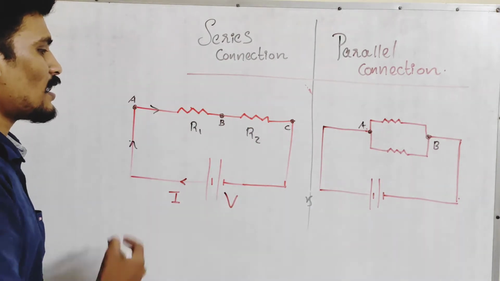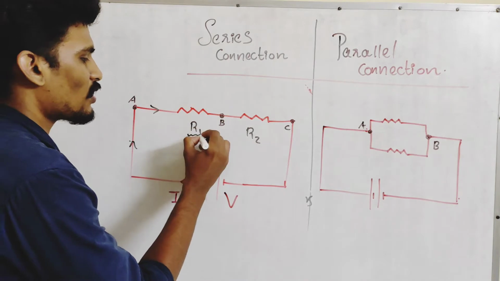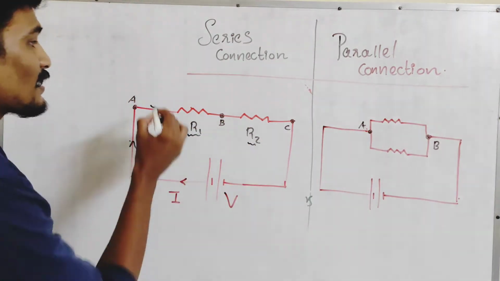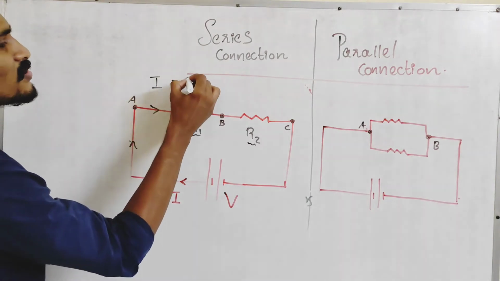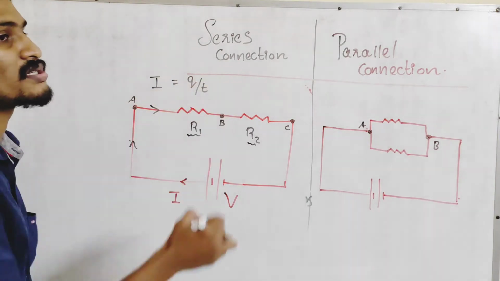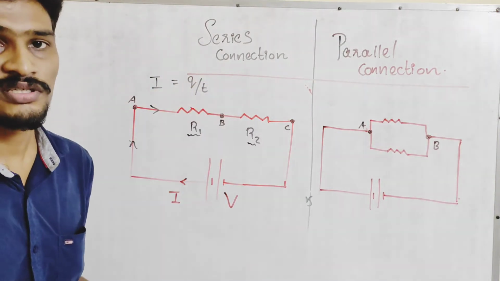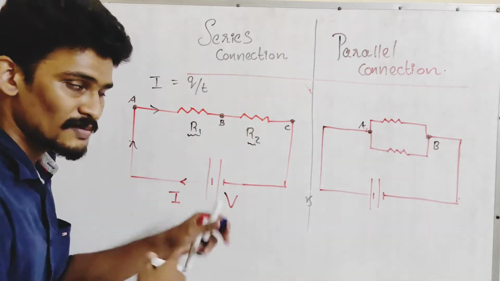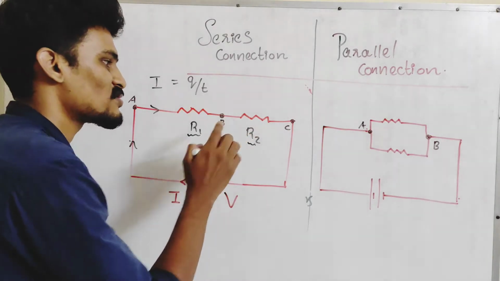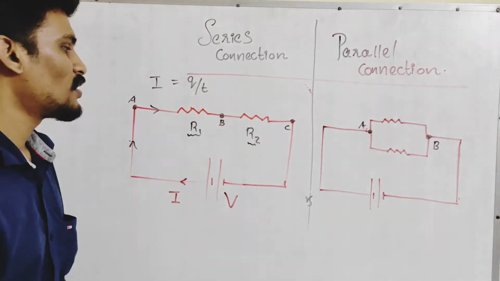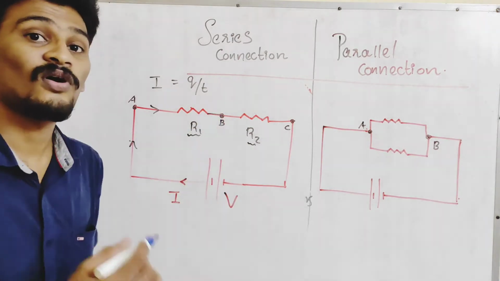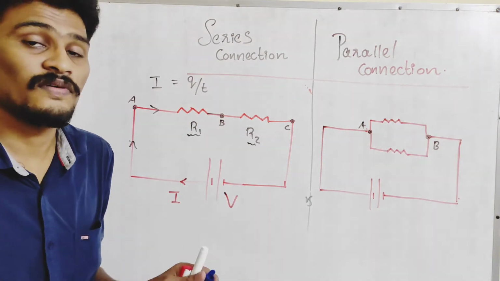So I is the current which is flowing through R1. The same current is actually flowing through R2 because, as you know, current is nothing but the flow of charge in unit time. Flow of charge in unit time, which means in 1 second how many coulombs of charge are flowing, the same coulombs of charge should be flowing in the next conductor, because from R1 to R2 current is a flow of electrons. Current is what? Flow of electrons simply.